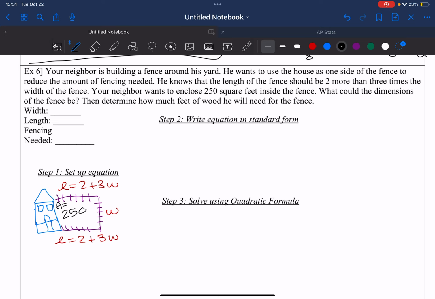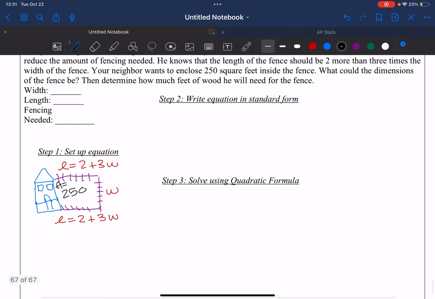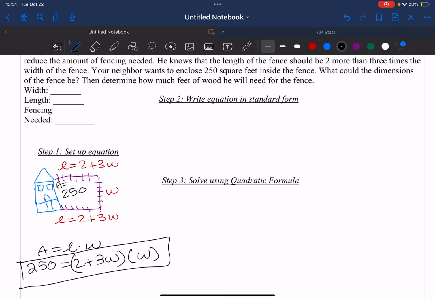What could the dimensions of the fence be? Then determine how many feet of wood he would need for the fence. So first, setting up our equation, we know that area is equal to length times width. We know that area is 250. Our length is 2 plus 3w, and our width is just w. That's our answer for the first part.